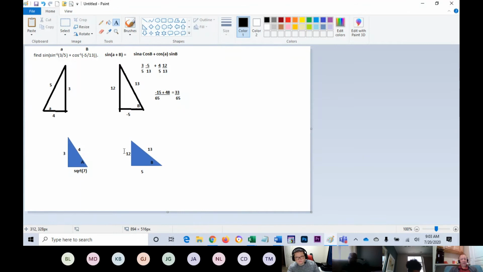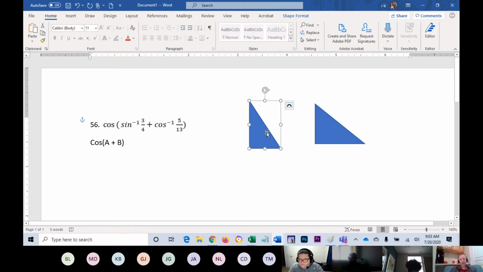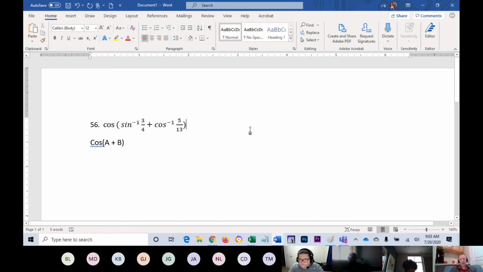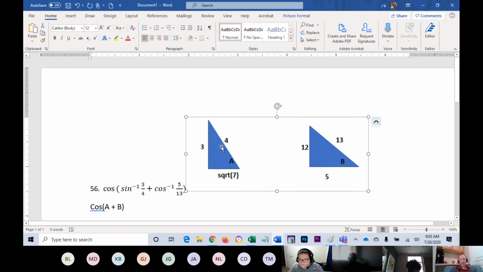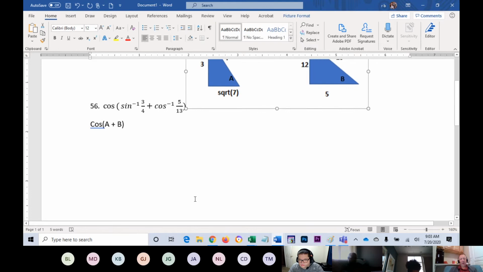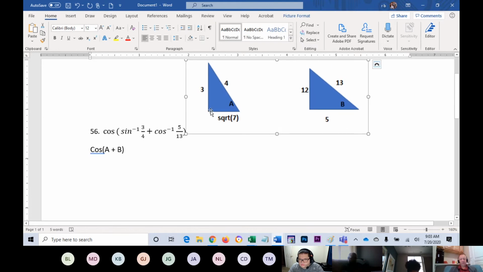So that's going to be 7 squared plus 9 is 16. Yeah, that's right. So that's going to be very useful. I'm going to copy that back over and replace these two. Okay, good enough.